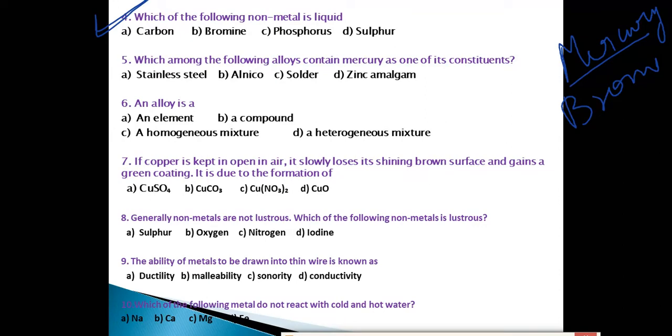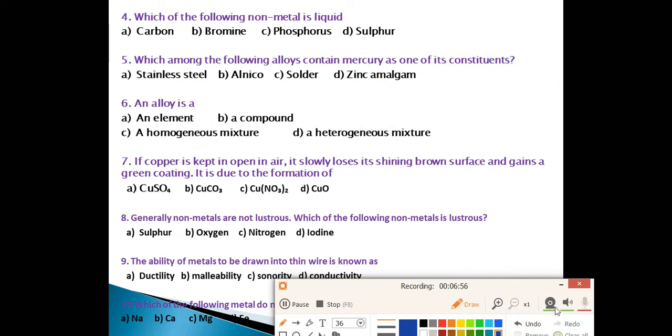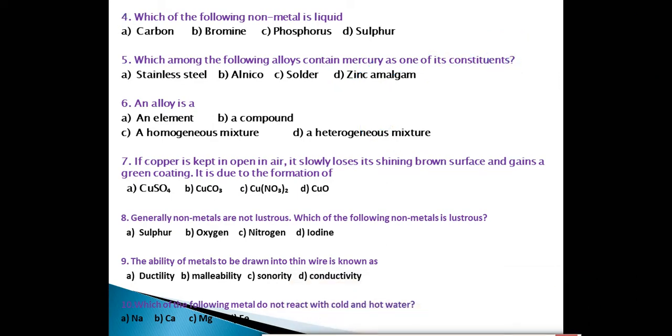So over there, let's see which one is amalgam. Stainless steel, no. Alnico, no. Solder, no. We have the correct option as zinc amalgam. It is a homogeneous mixture of zinc and mercury. So we call it amalgam. Now, what is alloy? Just now I've told you the definition of alloy. Alloy is a homogeneous mixture of 2 or more metals or a metal and a non-metal. So our correct answer will be a homogeneous mixture.